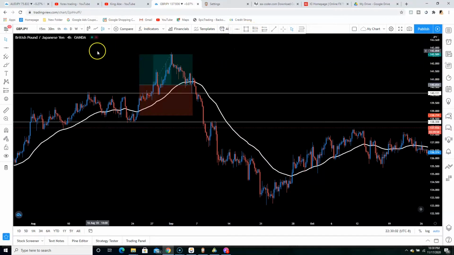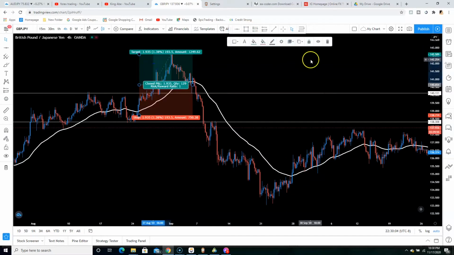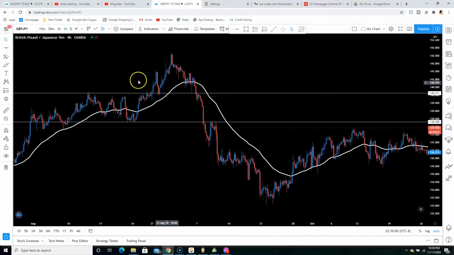So using your support and resistance is very essential, very key for you to be able to make more money, make more profits than you lose. And as you can see here, guys, we have a consolidation here.